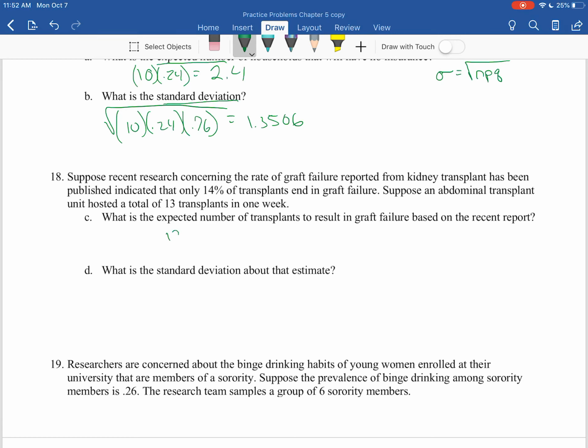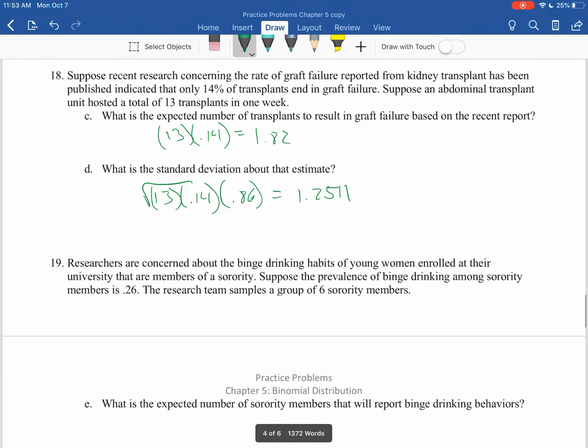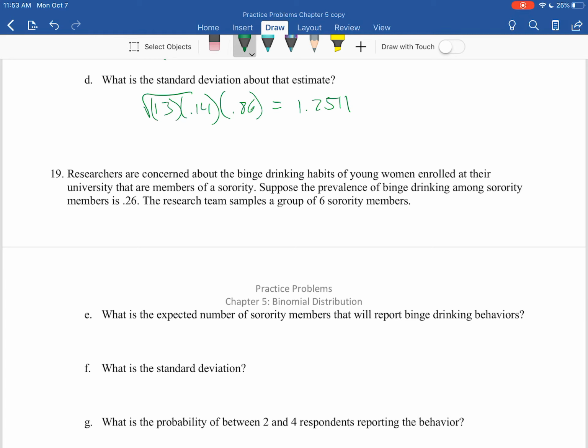Moving on to number 18, expected value again. So we have 13 as our total number of n times our p of 0.14, and it gives us 1.82. What is standard deviation here now? And that's going to be the square root of 13 times 0.14 times the probability of q of 0.86, and that equals 1.2511.